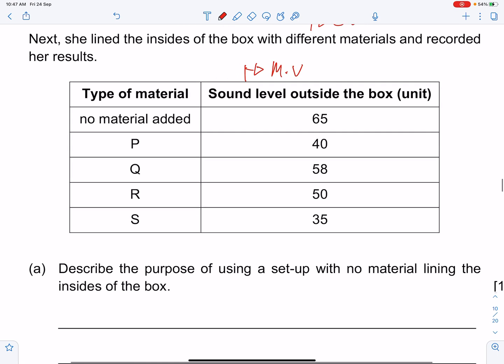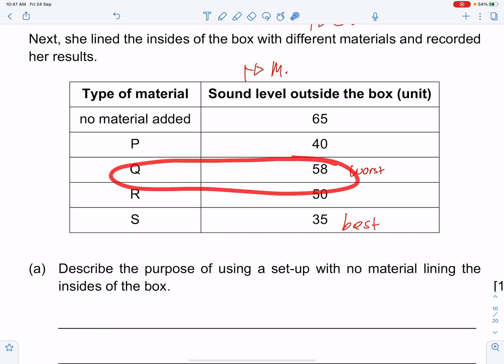Okay. So even without looking at the next question, I look at these, I already know. So when there is no material added, okay, it is the loudest. So the best material that can block out the most amount of sound is actually P. So I can actually annotate this. Sorry, my bad. Annotated wrongly. Best, it should be S. Okay, and the worst material should be Q. Right? Because it is the loudest of all the materials, not counting no material.